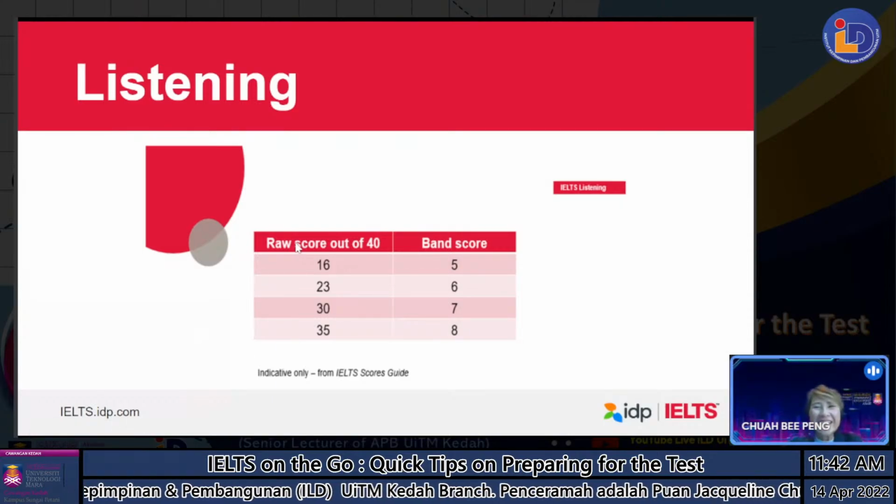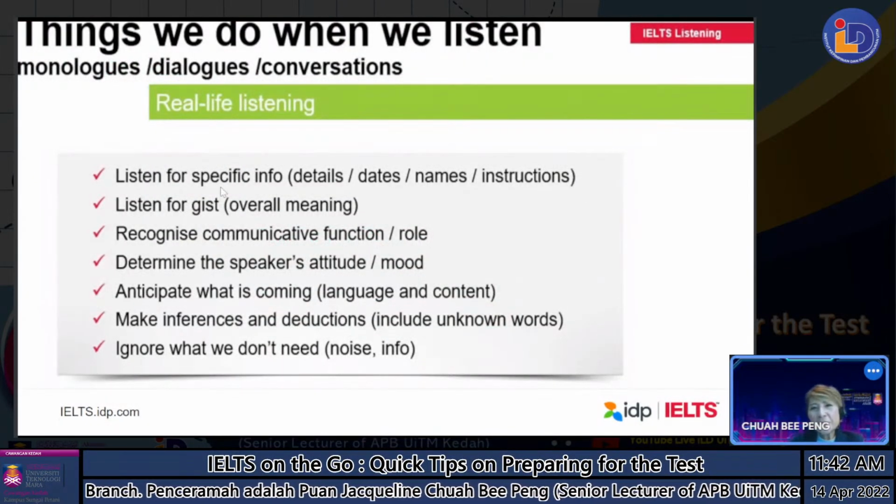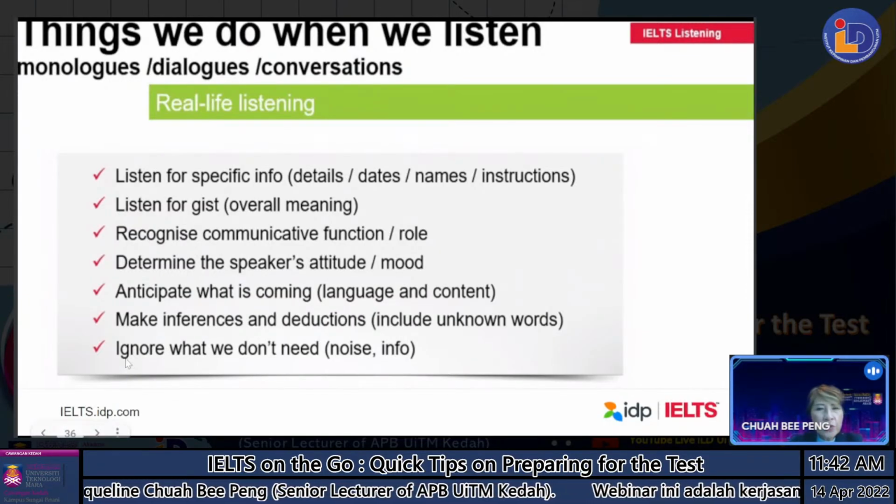All right. So what do we do when we listen? We always listen for specific information like details, or listen for gist, overall meaning. So all these skills will be tested in the 4 sections of your listening test. The questions will come in different forms, but the gist of it is that all of them will be assessing you on this range of listening skills. And learn to ignore what we don't need.